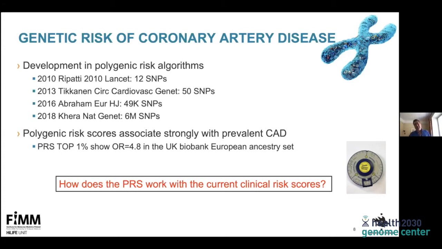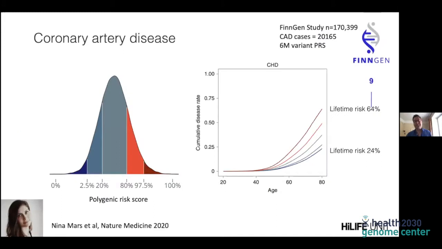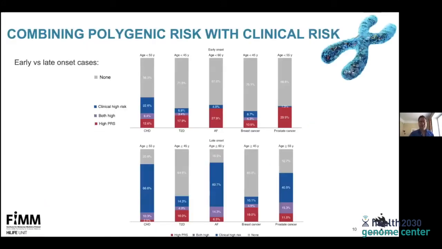The question, again, from the implementation, from a primary prevention point of view, is how does the PRS work with the current clinical risk scores? So just to remind you, for coronary heart disease, when we look at the top 2.5% of the distribution in red here, we can see that for those individuals, the lifetime risk of coronary heart disease is about 65%. And if we go to the protective end of the polygenic risk score, it's about 24%. So this is the spread that we capture with the current tools.